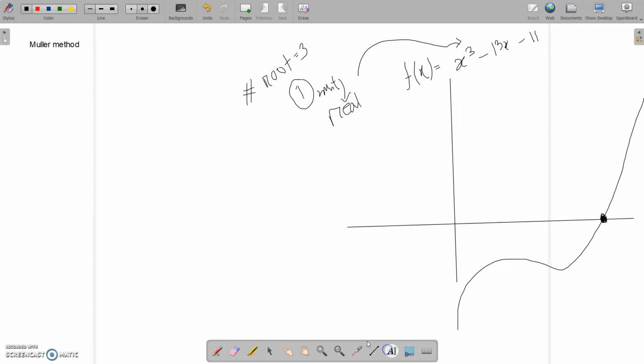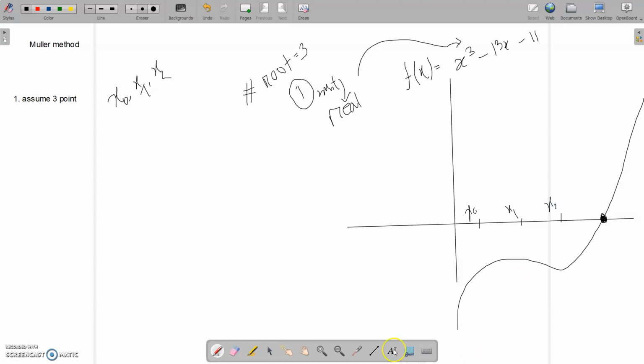So what we do in the Muller method first is assume 3 points. Let's name them x0, x1 and x2. Say if I assume 1, 2 and 3, this is my x0, this is my x1, and this is my x2. So I have assumed 3 points.